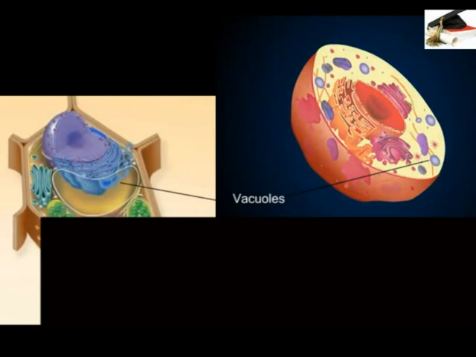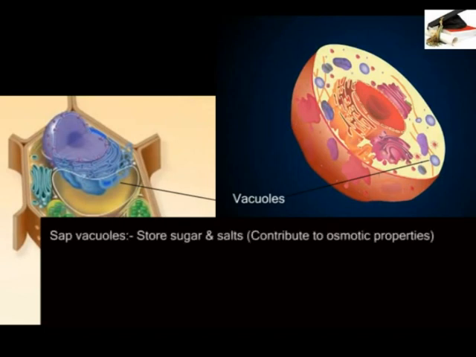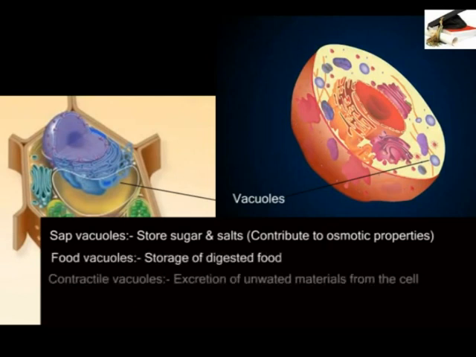Vacuoles. Vacuoles are sacs that are filled with fluid called cell sap. They vary in shape. Animal cells contain small vacuoles, while in plant cells the vacuoles are larger. Sap vacuoles store sugar and salts, therefore contribute to the osmotic properties of the cell. In some unicellular organisms, food vacuoles store digested food while contractile vacuoles excrete unwanted materials from the cell.